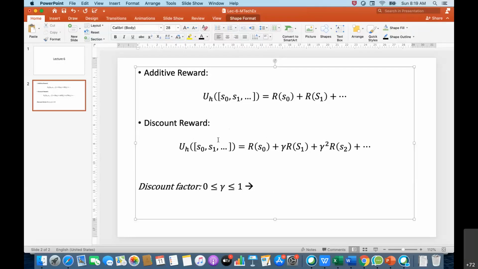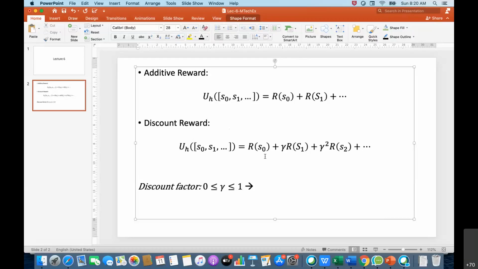Therefore, additive reward is a special case of discounted reward when gamma is equal to 1. But when gamma is close to 0, what will happen is that you are giving the highest weightage to the reward of the current state.